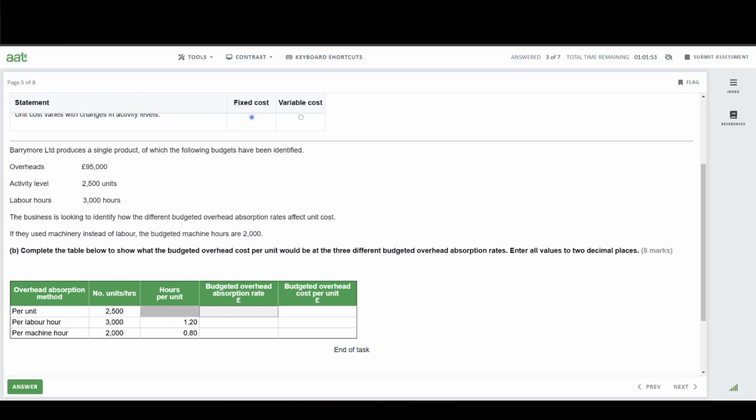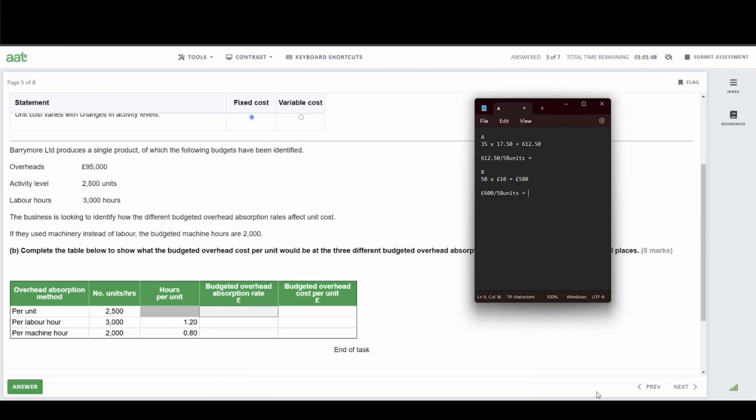Next thing to do is to calculate the budgeted overhead absorption rate. So the budgeted overhead absorption rate is calculated as our budgeted overheads divided by our budgeted activity. Okay, so just a reminder there of that. If you've got any formulas that you have memorised, it might help you to jot them down just so you can refer to them when you're doing any calculations. So the budgeted overhead absorption rate, that's what we're calculating.